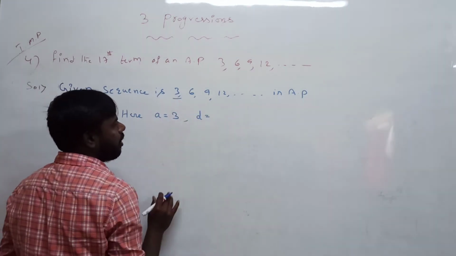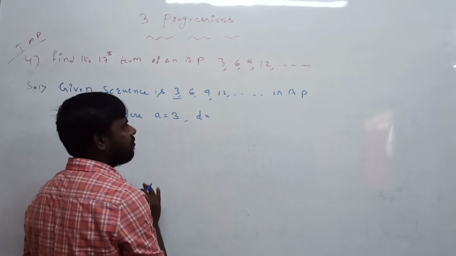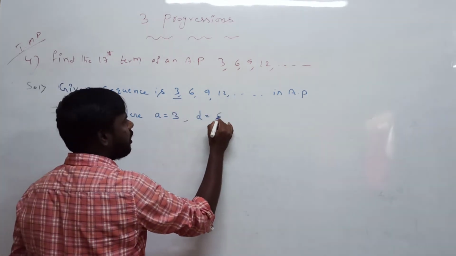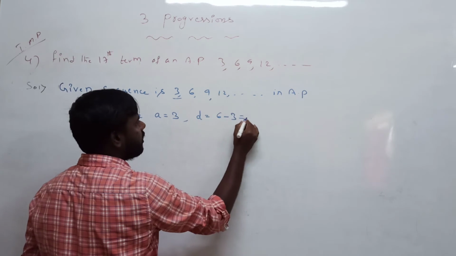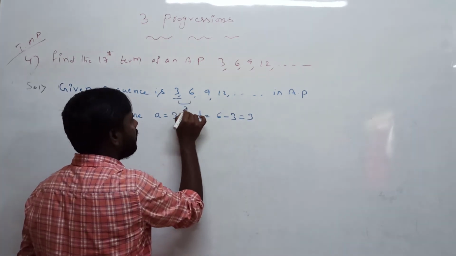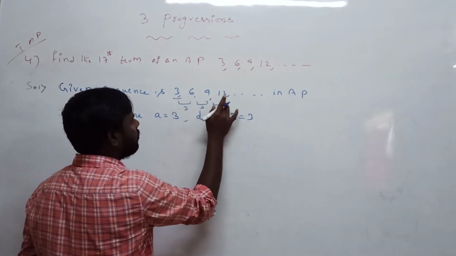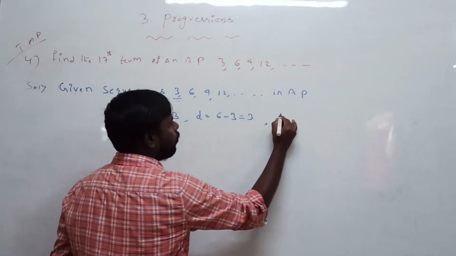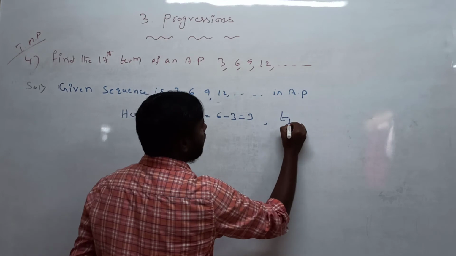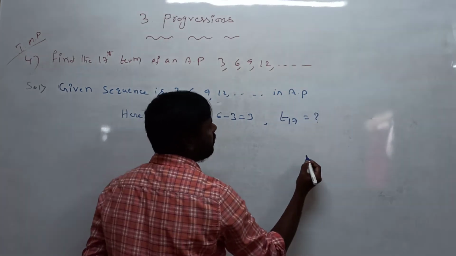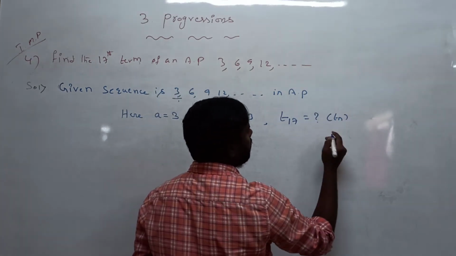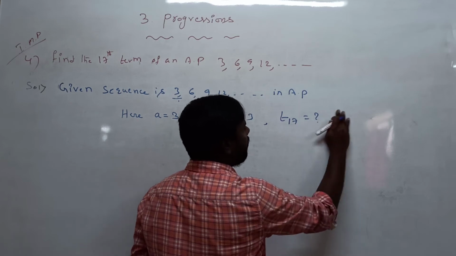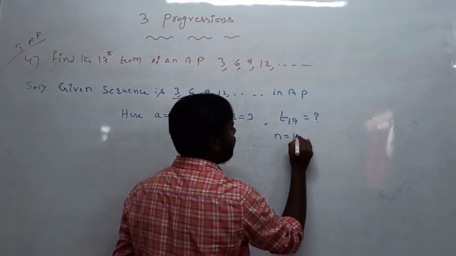Next, d is the common difference, any term minus the term before it. I am taking the second element 6; the term before it is 3. 6 minus 3 is 3, or this difference is 3, this one also 3. So take the difference of any two elements. Now next, to calculate the 17th term, it is of the form Tn. In place of n, what is there? 17. So now we write n is equal to 17.